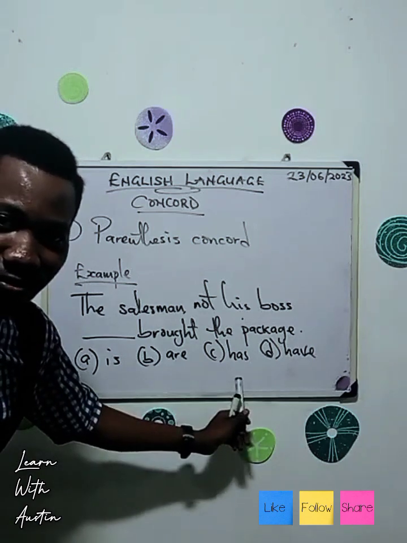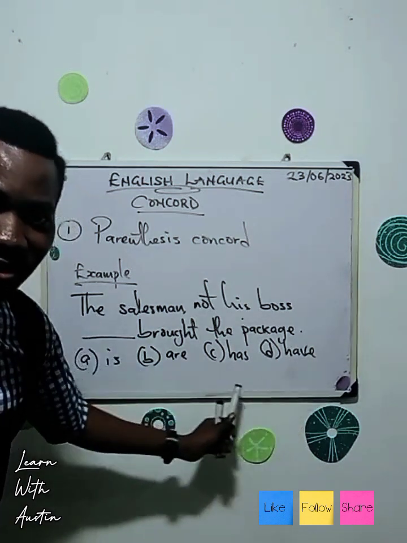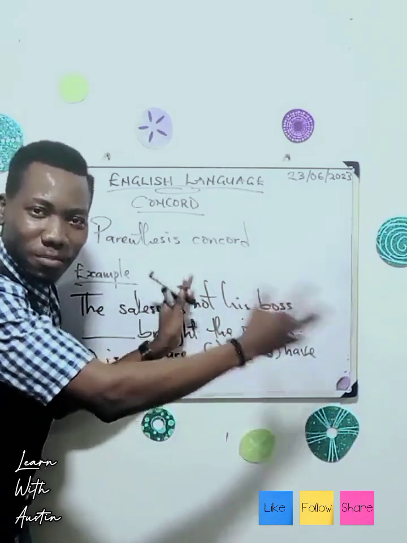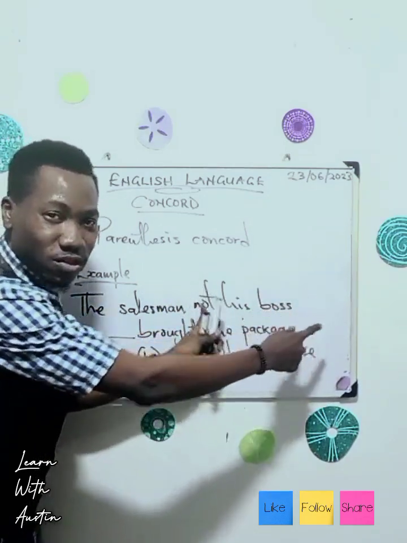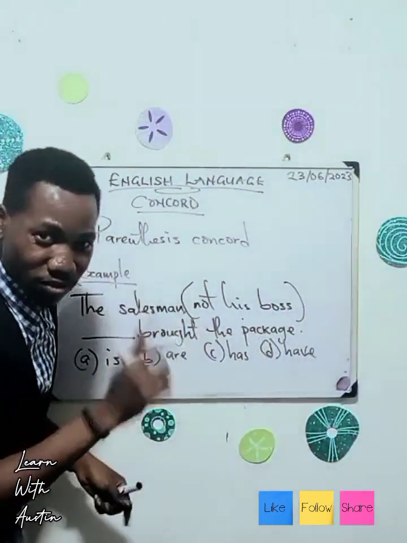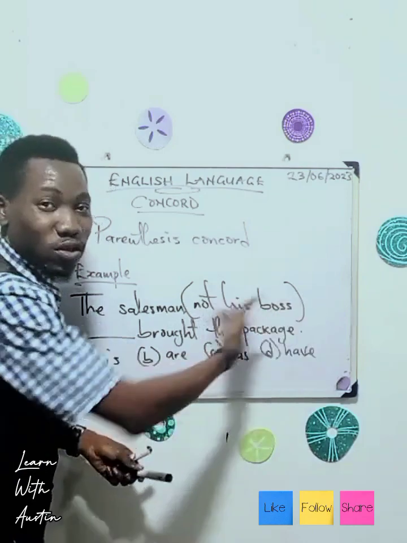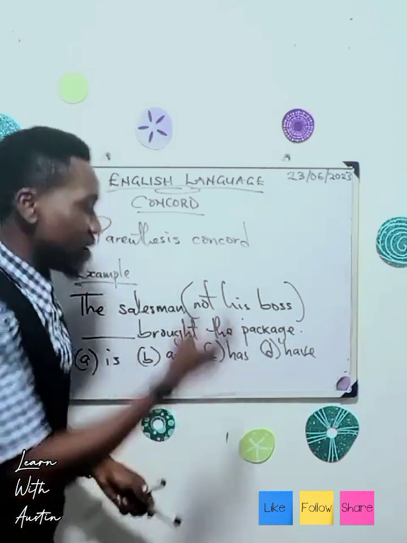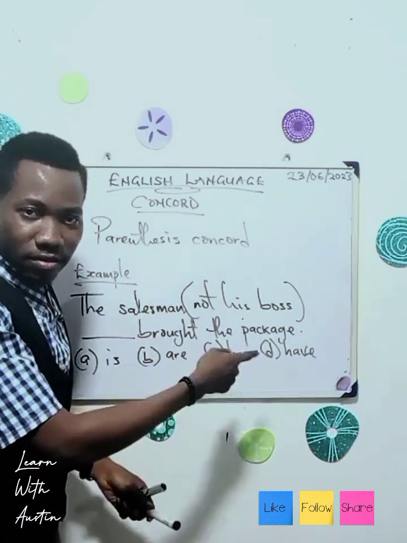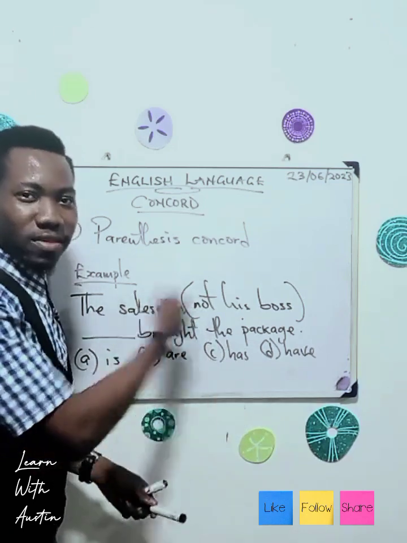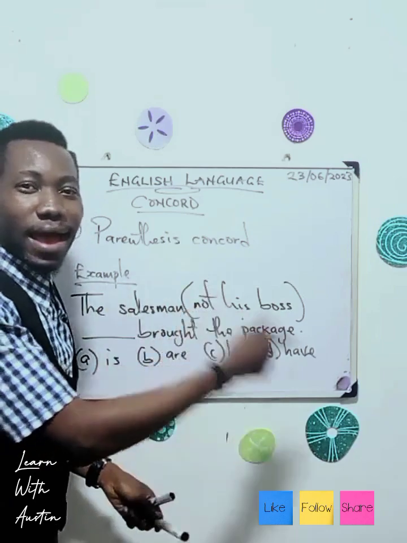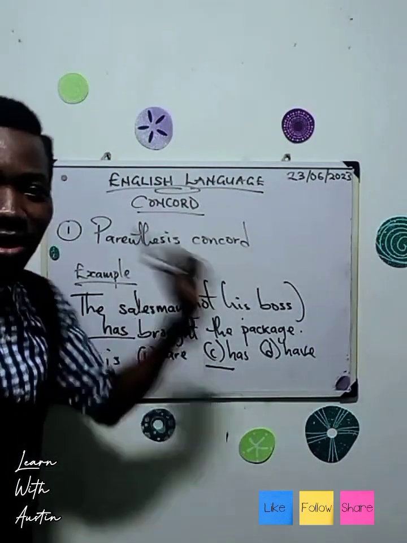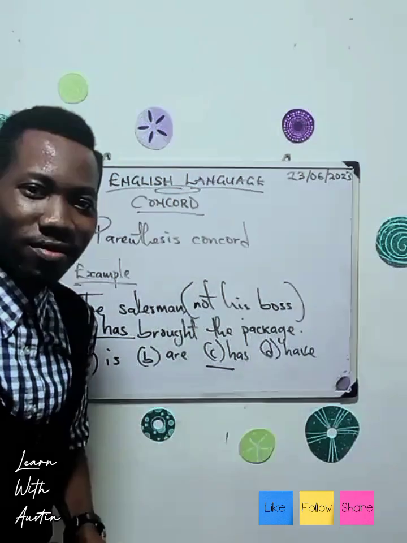Okay, everybody is saying as, okay? The rule says, this is our focus, the salesman. This is just like a parenthesis statement. It's an extra statement, which is not the focus. The salesman, in brackets, not his boss. It's just like saying, the salesman. In fact, you can neglect this. You can put this off. The salesman has brought the package. The salesman have brought the package. So the answer is what? C. The salesman, not his boss, has brought the package. The answer is has. Yes, has.